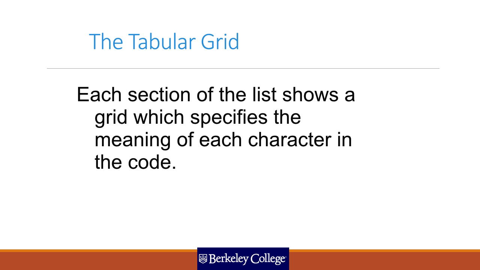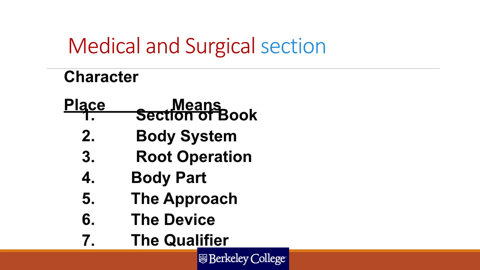Now the tabular grid, as I showed you, each section of the list shows a grid which specifies the meaning of each character in the code. And you can only choose from the options on that specific table. So the medical surgical section, each of the 7 characters are going to mean these items. The first character is going to mean this section of the book. The second character is going to identify the body system. The third character is going to identify root operation term.